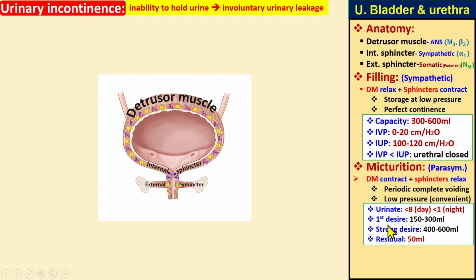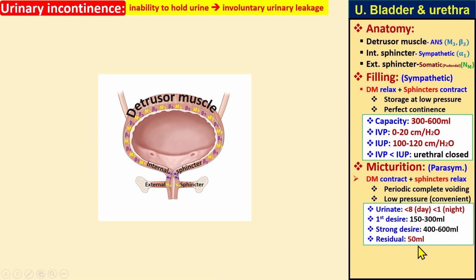The first desire to void comes when the volume reaches 150 to 300 ml, and you can stop it by constriction of the sphincters. Then the strong desire comes, when you run to your washroom. This is when the urine volume reaches 400 to 600 ml. But after the urination, what is happening?